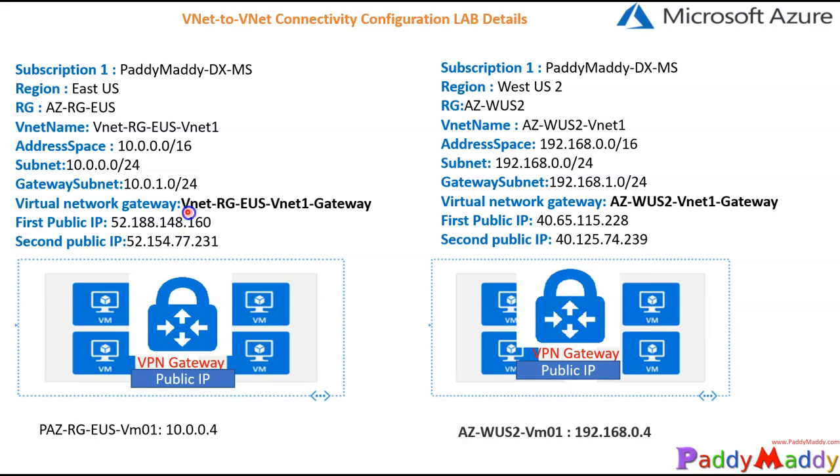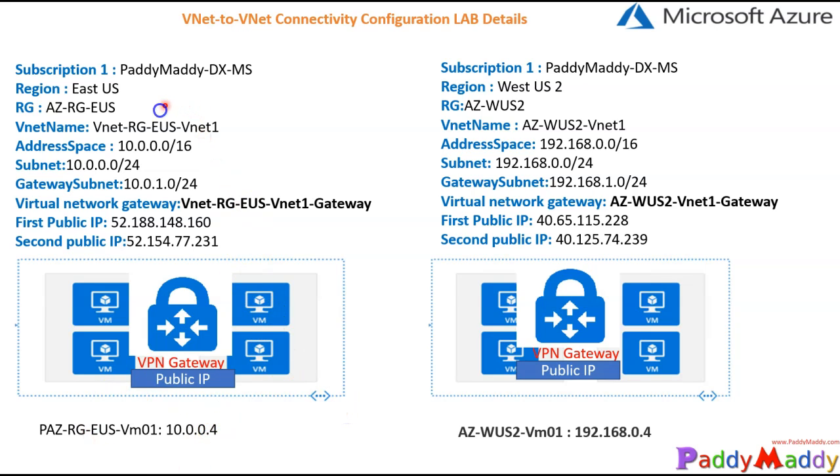I'm going to name that VPN gateway like this. While configuring this VPN gateway, I need to give a public IP, so I'm going to give it by creating a new public IP. At a later point, I'm also spinning up a virtual machine within this region, East US, called VM01, and the IP address I'm going to get for this virtual machine is 10.0.0.4.